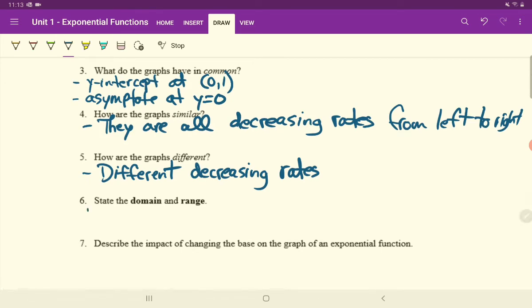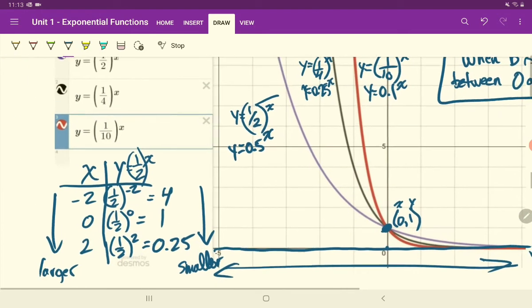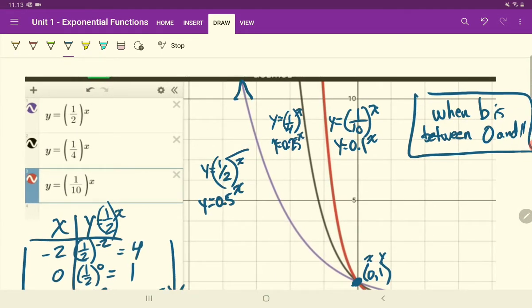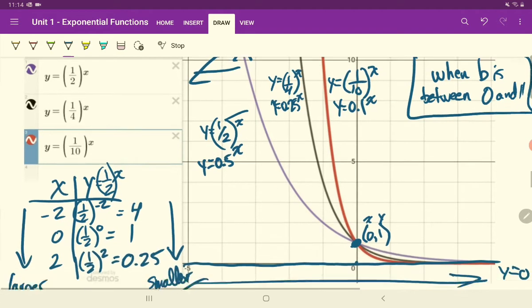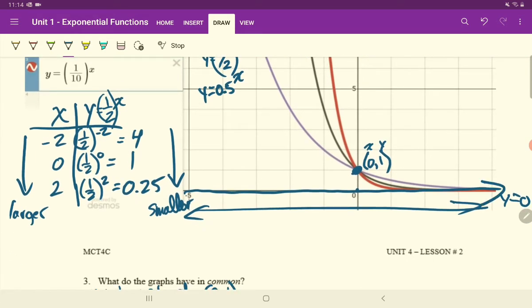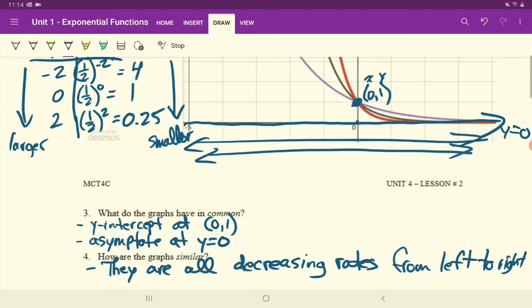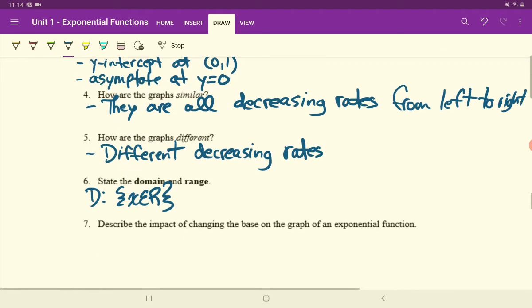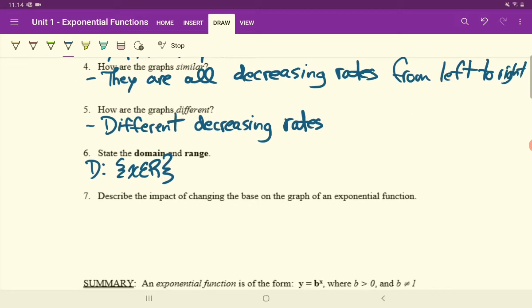Let's state the domain and range. Well, the domain is still x is an element of all real numbers with no restrictions, right? Because this curve will go on forever to the left, and this curve will go on forever to the right. So we can use any x values, decimals, all the way from -1 trillion to +1 trillion. It doesn't matter. These curves are going to keep going on forever, theoretically.